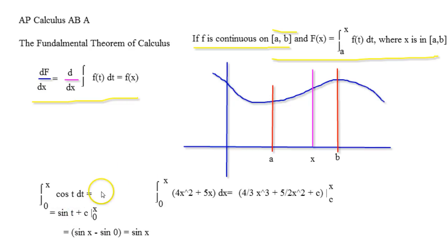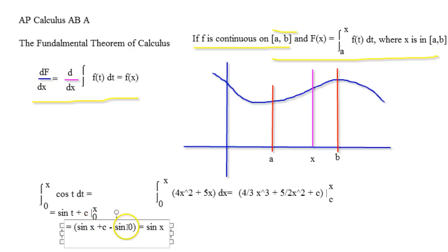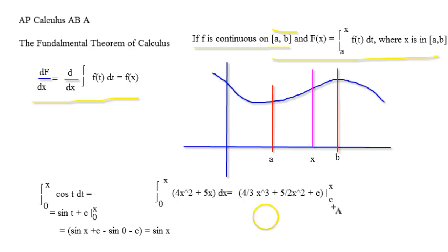The reason the c's disappear here is because I have a plus c on this side. Let's say we had a plus c on this side, but I also had a minus c on this side. The c's tend to cancel each other out. So I get this, which becomes 4/3 x cubed plus 5x squared plus c.